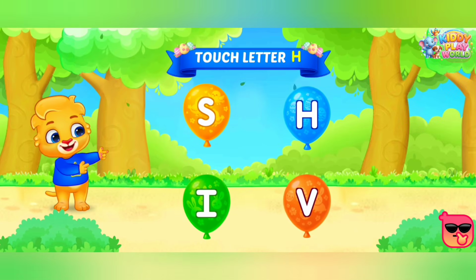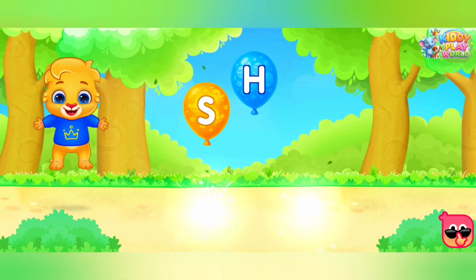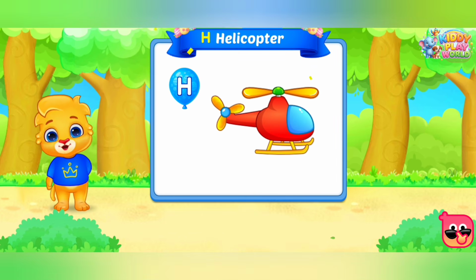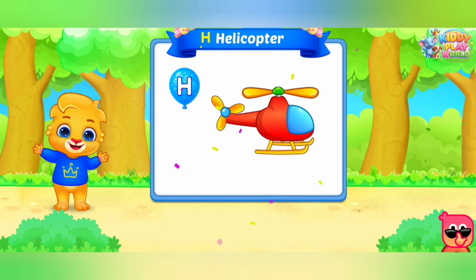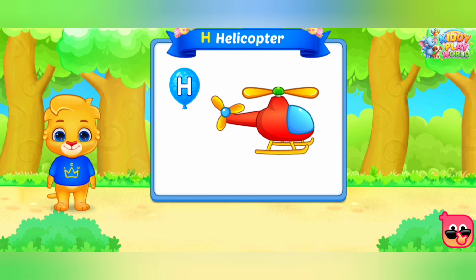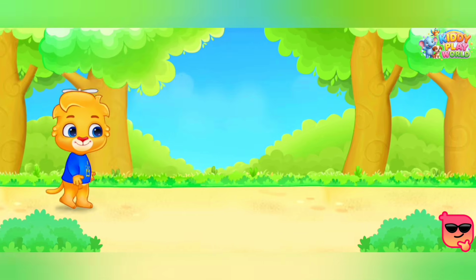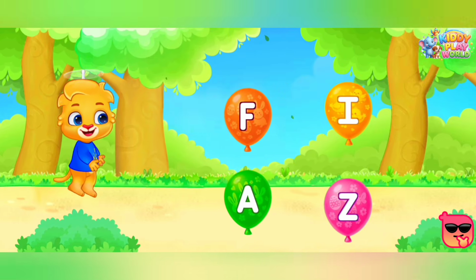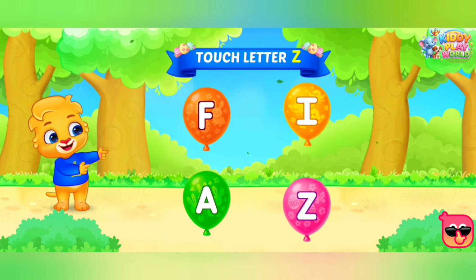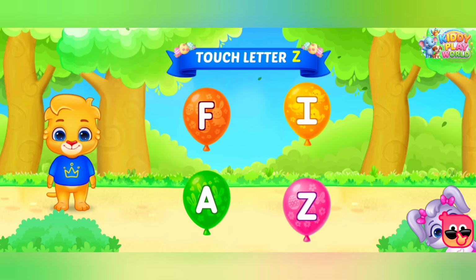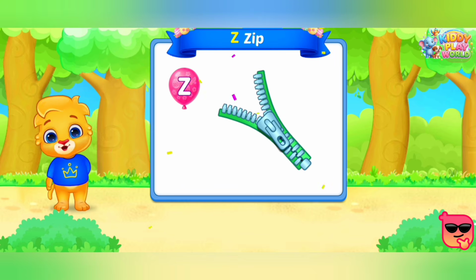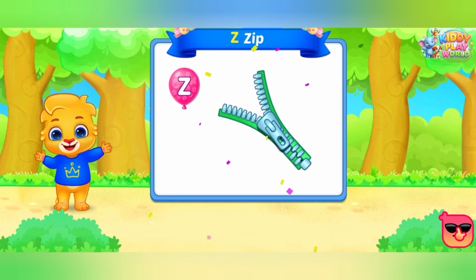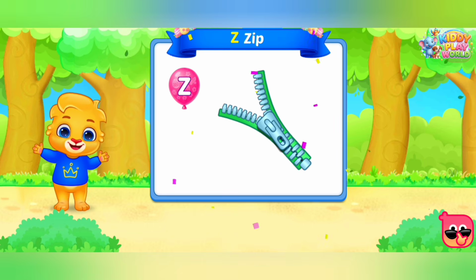Touch letter H. H is for helicopter. Touch letter Z. Z is for zip.